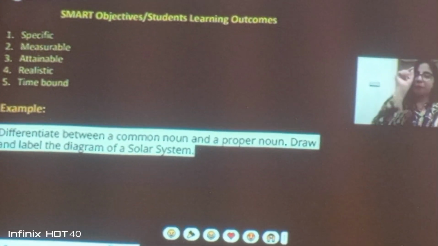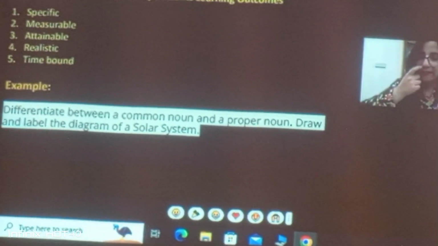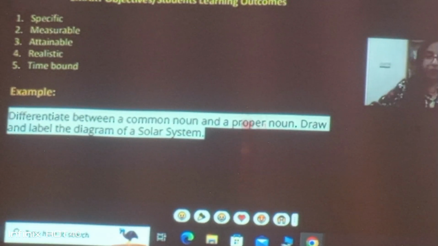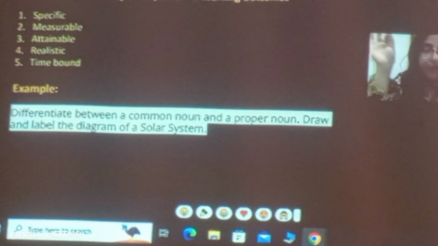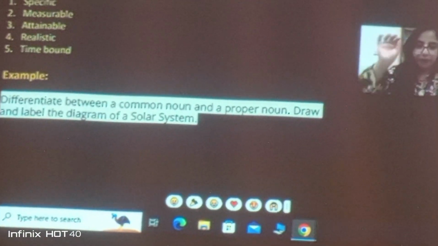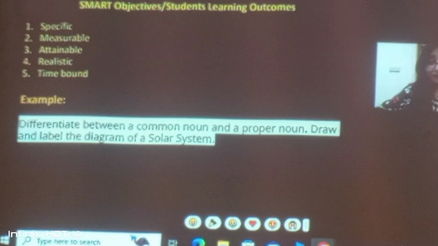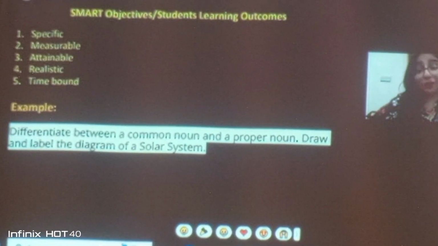is it specific to one topic? The learning objective that you have created for your student, is it specific to one topic? Oops, no. That means you have to make a new learning objective then.